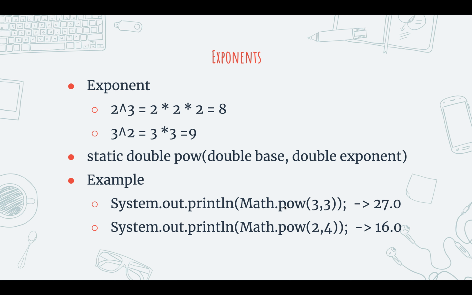So we print out Math.pow 3 to the power of 3. What is 3 to the power of 3? Well, 3 times 3 times 3. 3 times 3 is equal to 9. 9 times 3 is equal to 27. And since it's going to return a double, it's going to return 27.0.